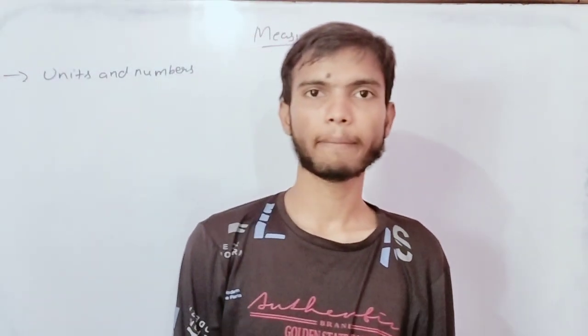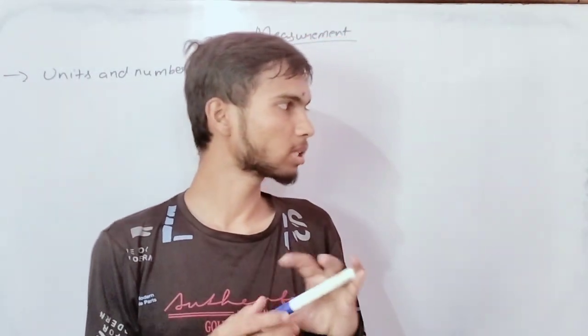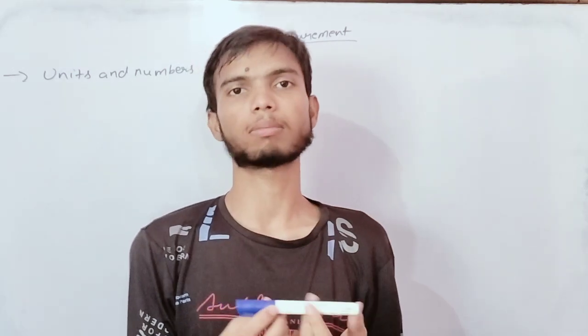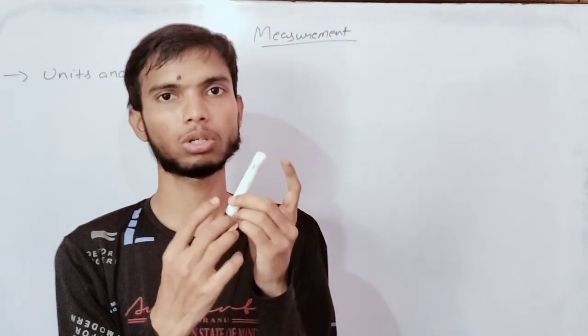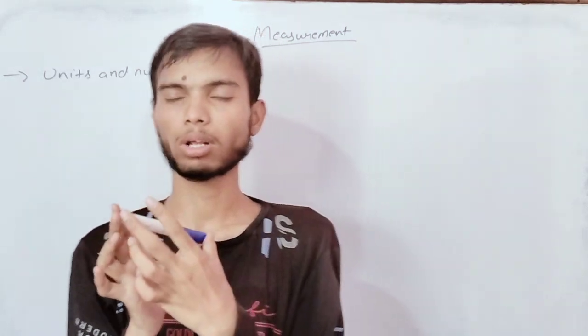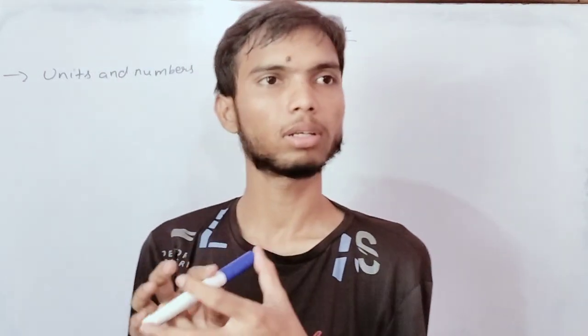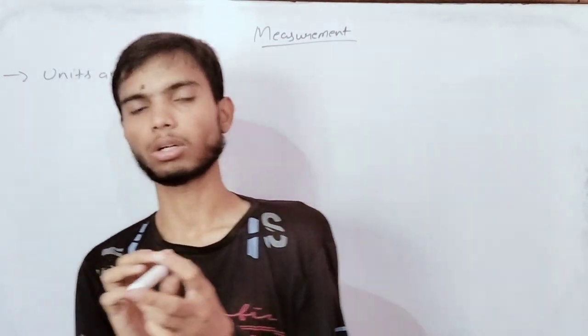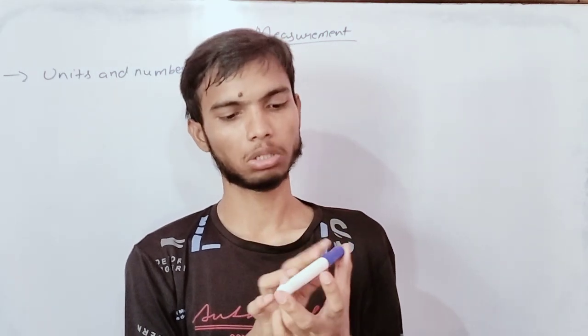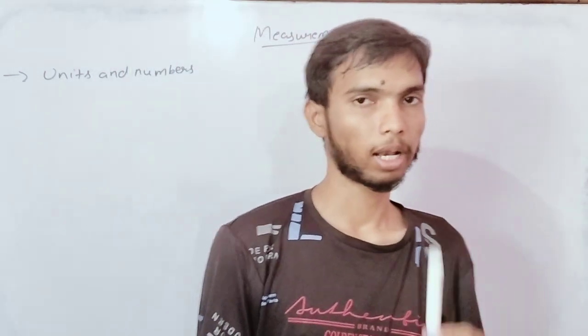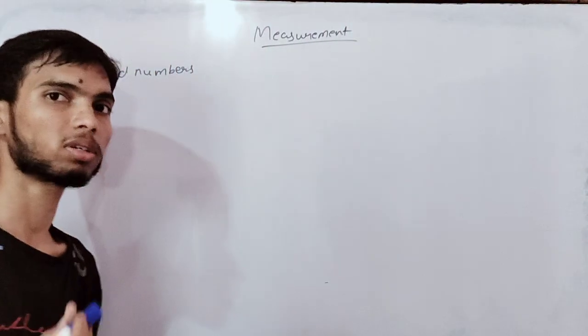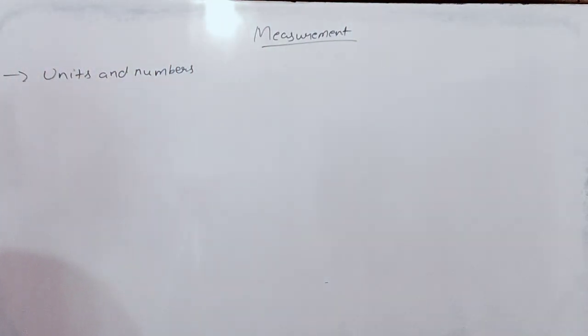Are you understanding? I want to measure the length of this marker from here to here. You would say from here to here is how much? 1, 2, 3 centimeter. You would say the length of this marker is 3 centimeter. So it is a measurement of this marker. This is the meaning of measurement.